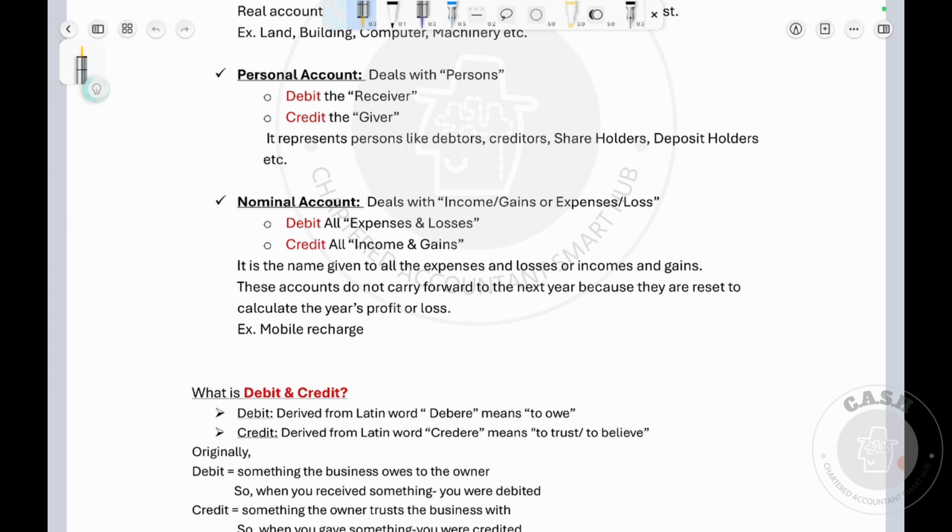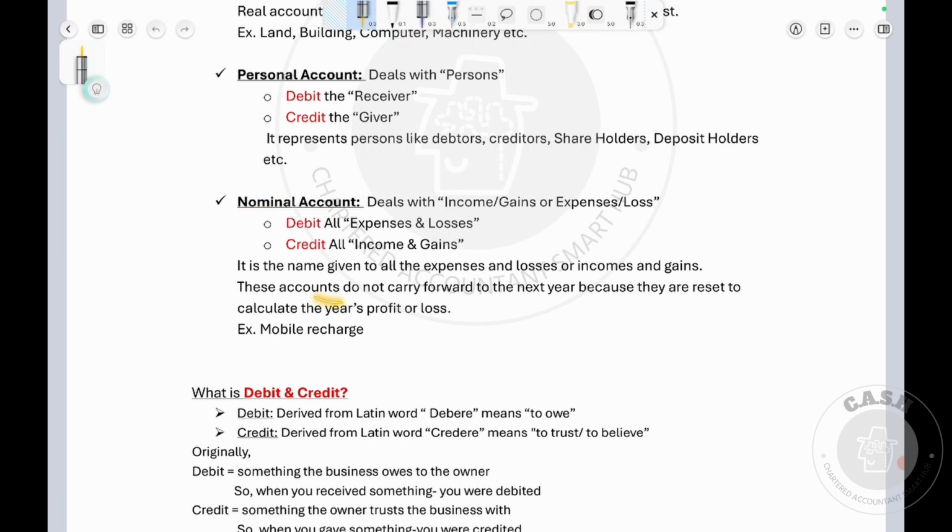Because of too many transactions, we give names to each and every transaction. For example, if you make sales, then it will be sales account. If you make purchase, it is a purchase account. If you pay rent, then it is a rent expense. If you recharge, then it is a recharge expense. If you earn income from commission, then it is a commission income. If you earn interest income, then it is an interest income. So you are simply giving names. That is why it is called nominal account.